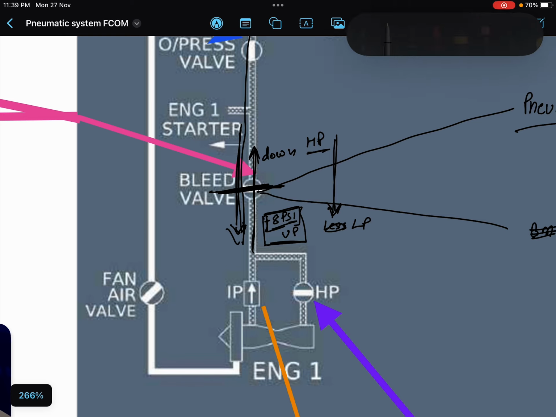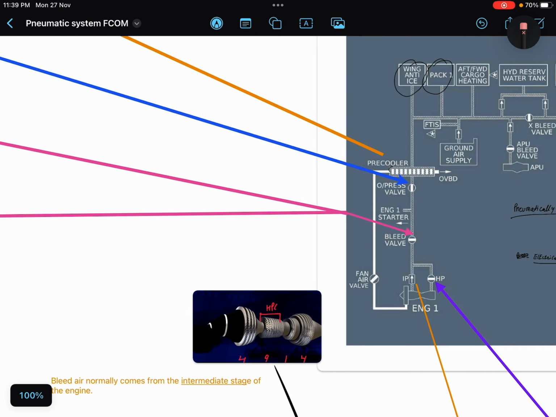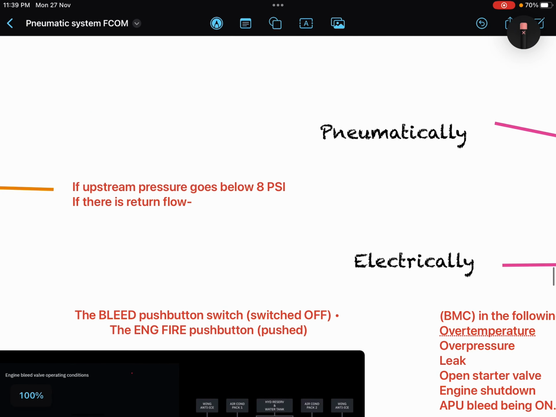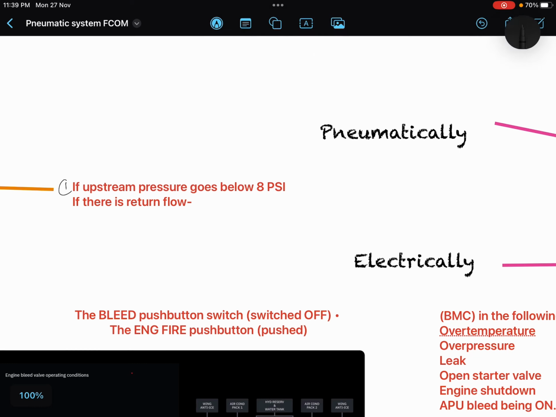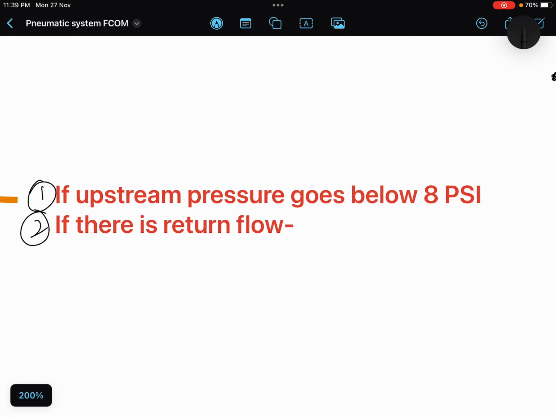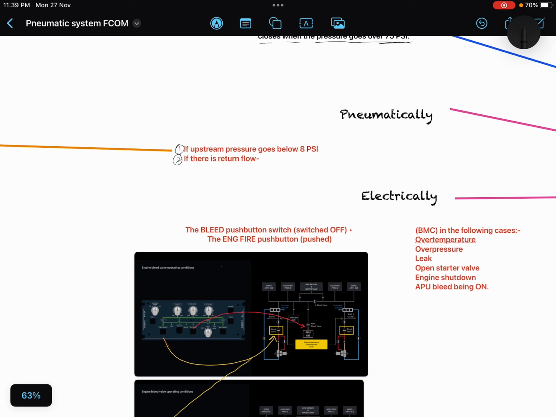I have made notes for you. These are the pneumatic closure conditions. These two conditions are for pneumatic closure, number 1 and number 2. Now we will discuss the electrical closure conditions, and after that we will discuss the questions on these closure conditions.